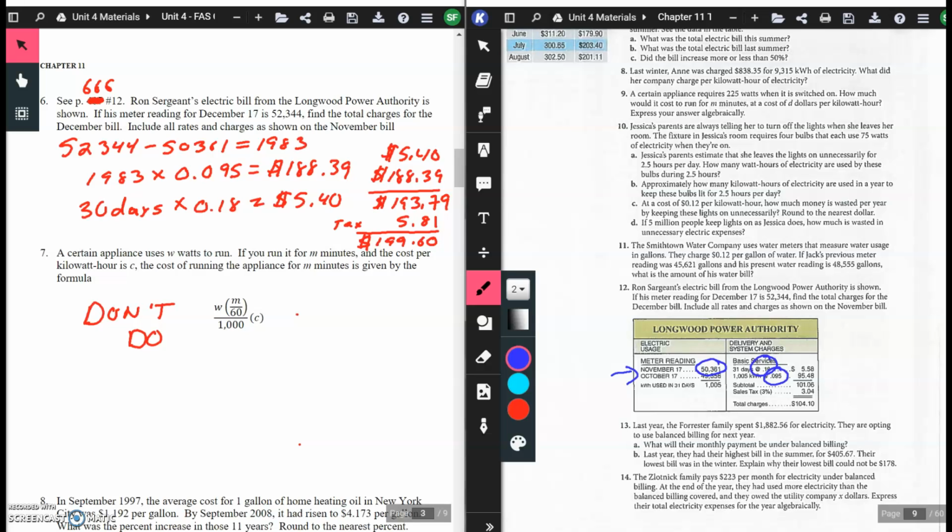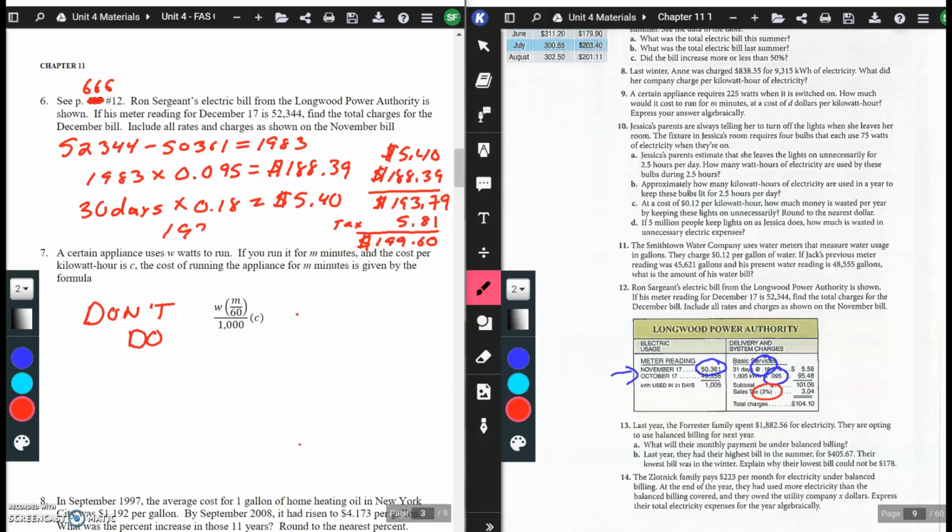And then there is a 3% tax, which is listed right over here. Sales tax, 3%. So 3% of $193.79. So you do 193.79 times 0.03, which gives you $5.81 in tax. Add those two together to find out your total final bill, $199.60.